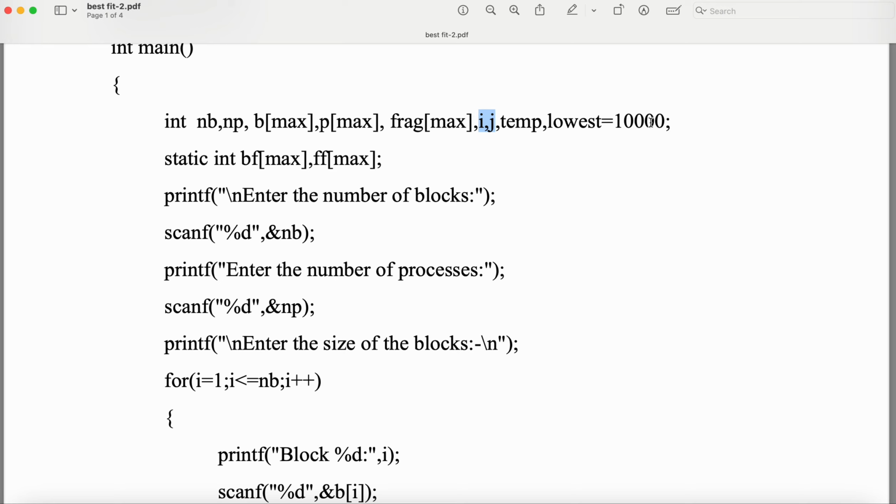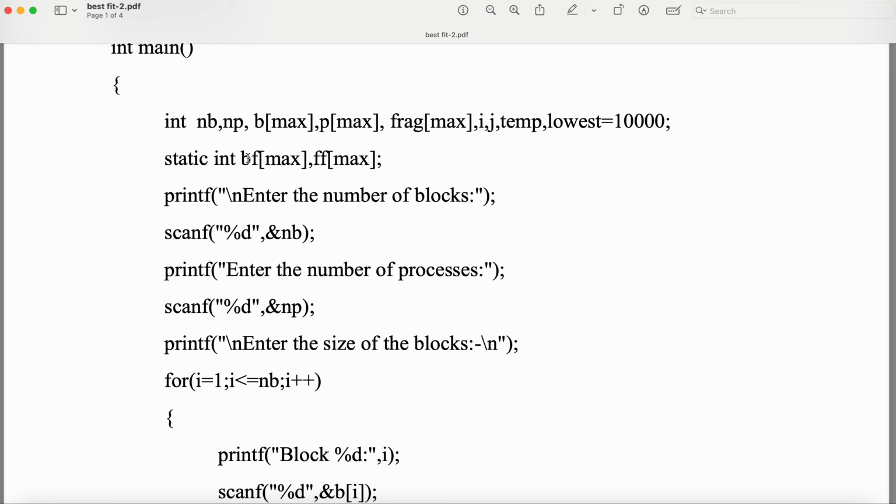So for that purpose we are using temp, and the initial value of lowest is some very large number. Here we have taken 5, 8, 4, 10 as the block sizes, so we can take a value greater than 10. It is our choice, we can take 10, 20, 30, 40, 50. Here I am taking lowest as 10,000.